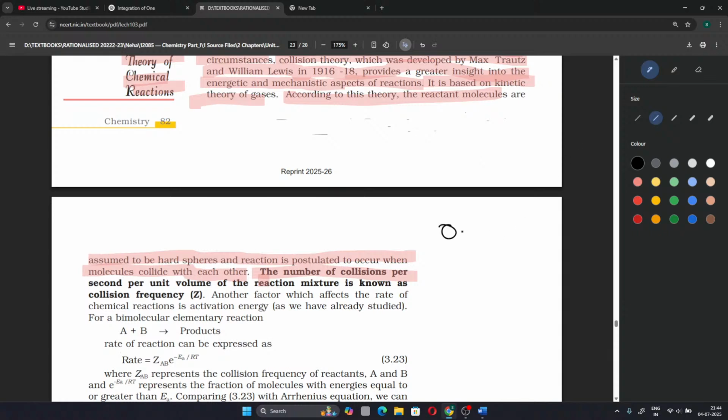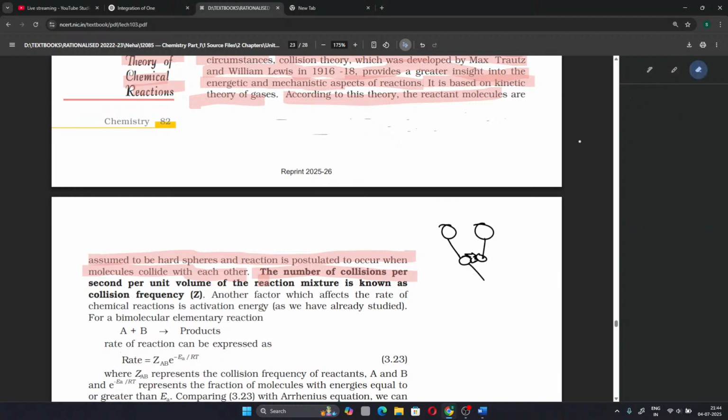They are two hard spheres. When they collide, that is when the reaction is occurring. That is what they say. The number of collisions per second per unit volume of the reaction mixture is known as collision frequency Z.